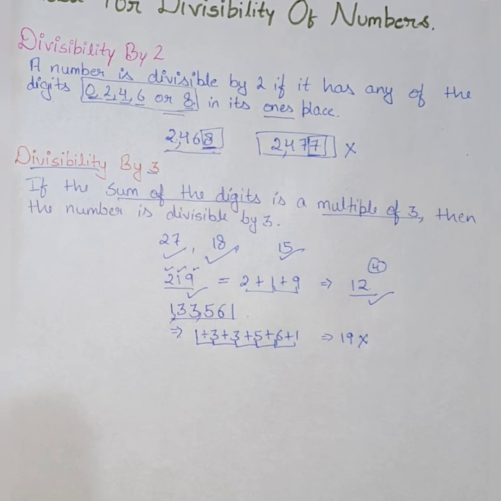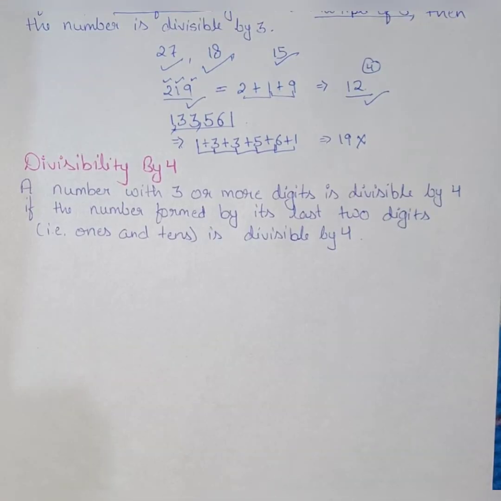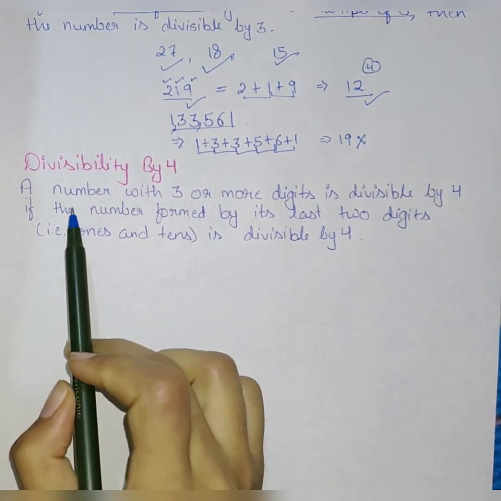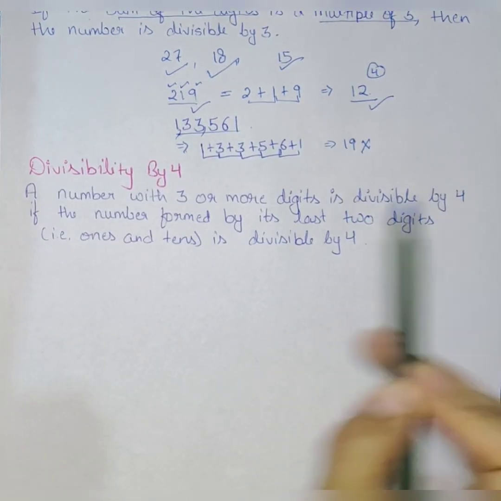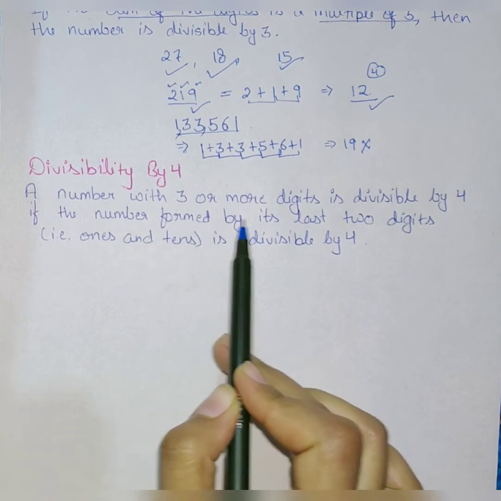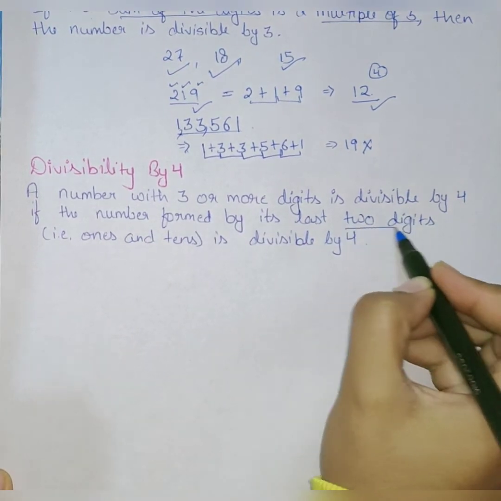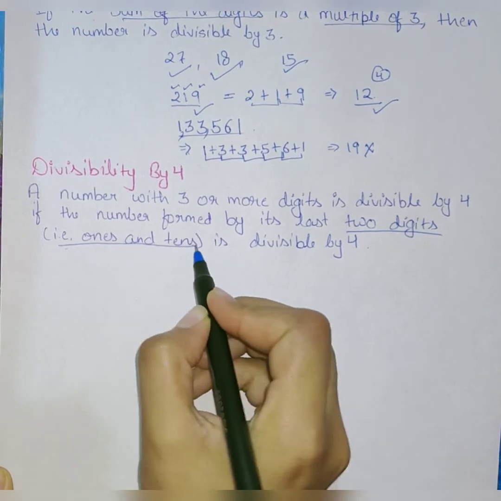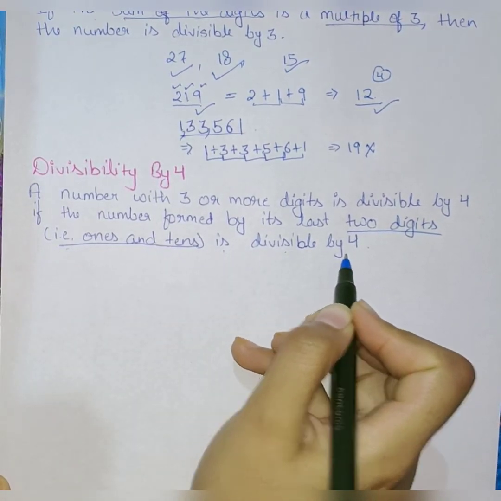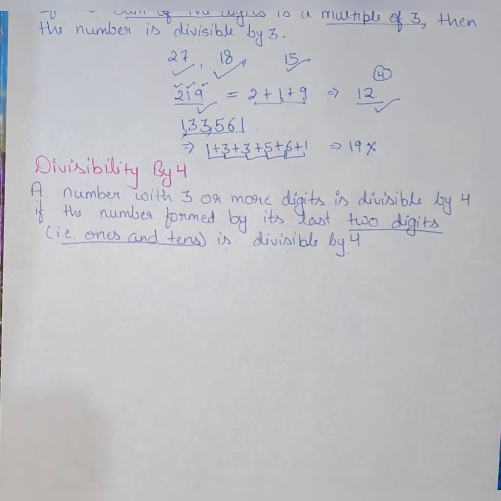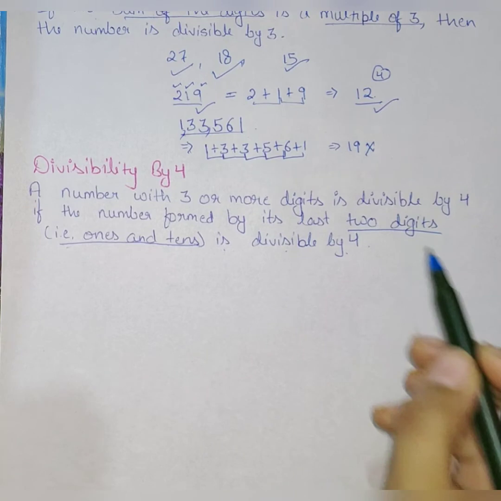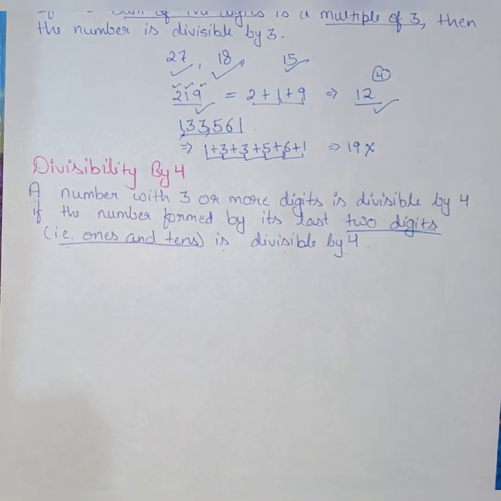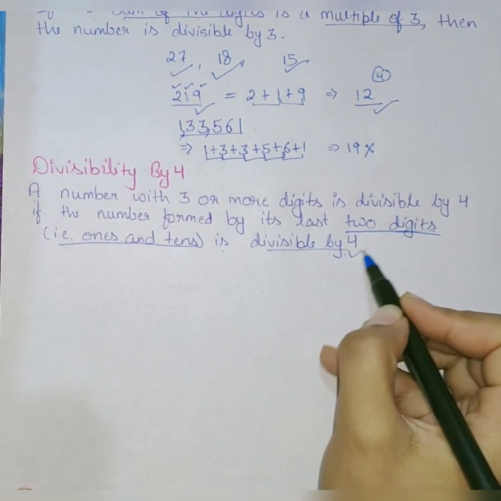Now let's see divisibility by 4. See how we can check whether a number is divisible by 4 or not. A number with 3 or more digits is divisible by 4 if the number formed by its last 2 digits, that is ones and tens, is divisible by 4. According to the divisibility rule, a number is divisible by 4 when the last two digits of the number are divisible by 4.